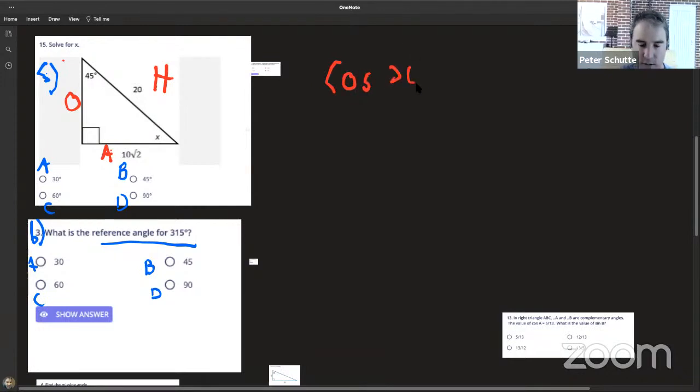So the cos of x is equal to what? So the cos of x is equal to A, so 10 root 2 over 20. And so now we want to find what that thing is. But now we need to realize that we need to use what's called inverse cos. And so we go inverse cos of 10 root 2 over 20.